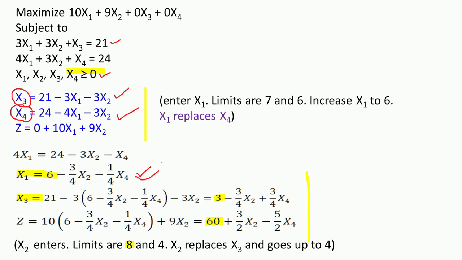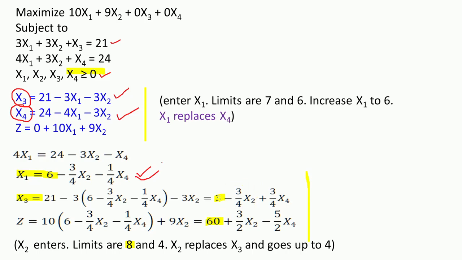Again repeating, 6 and 3 by 4. So, the best value that x2 can take till x1 becomes 0 is 6 into 4 by 3, which is 8. At x2 equal to 8, 3 by 4 x2 will become 6 and x1 will become 0. This equation we have to look at this.